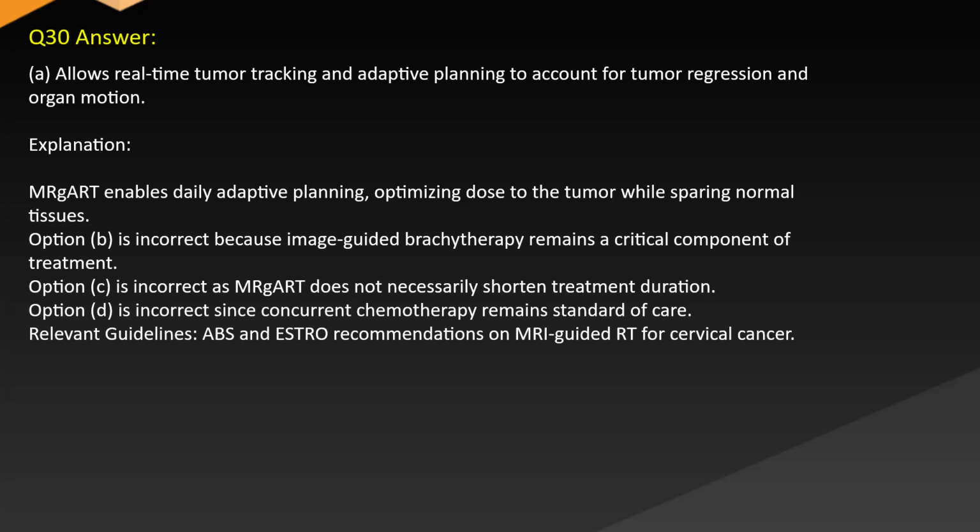Explanation: MRgART enables daily adaptive planning, optimizing dose to the tumor while sparing normal tissues. Option B is incorrect because image-guided brachytherapy remains a critical component of treatment. Option C is incorrect as MRgART does not necessarily shorten treatment duration. Option D is incorrect since concurrent chemotherapy remains standard of care. Relevant guidelines: ABS and ESTRO recommendations on MRI-guided RT for cervical cancer.